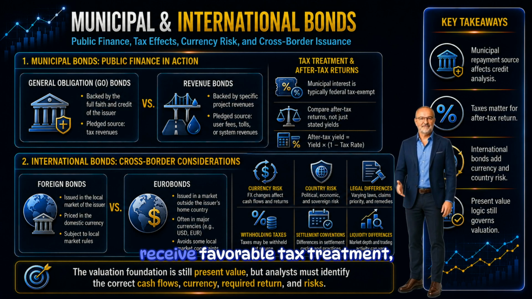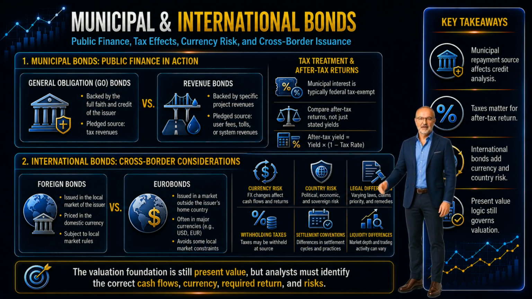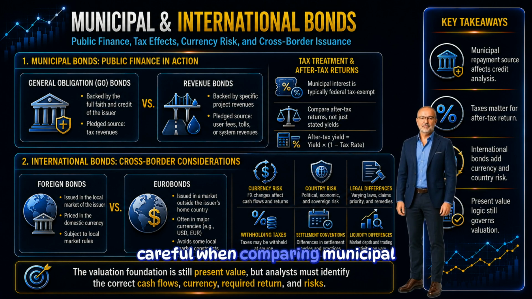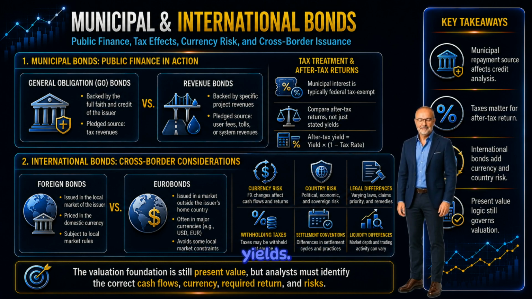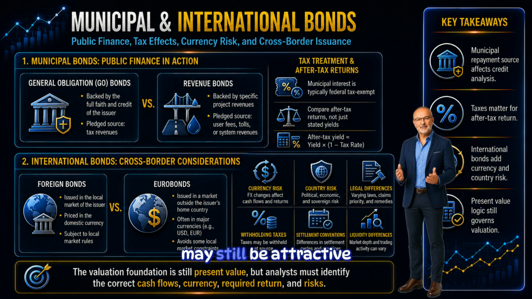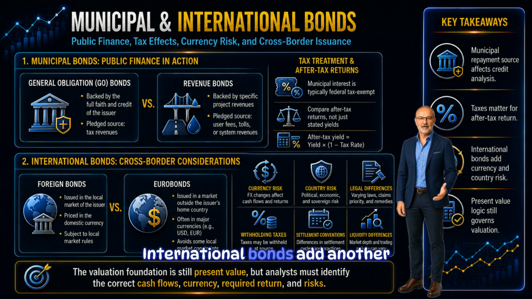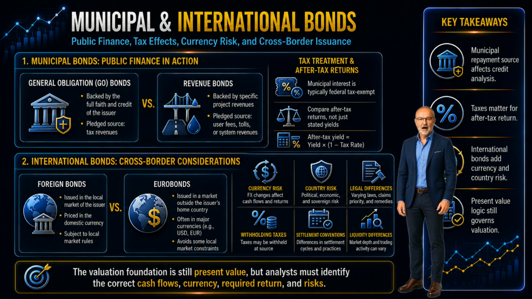Municipal bonds may also receive favorable tax treatment, depending on the bond, the investor, and applicable tax law. Because taxes affect after-tax return, investors must be careful when comparing municipal yields with taxable bond yields. A lower quoted yield may still be attractive if the tax treatment is favorable to the investor. International bonds add another layer of complexity. A foreign bond is sold by a foreign issuer in a domestic market and is usually denominated in that domestic market's currency. A Eurobond is issued outside the country of the currency in which the bond is denominated.